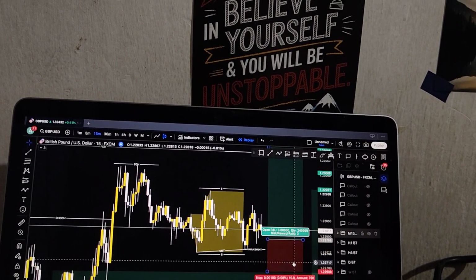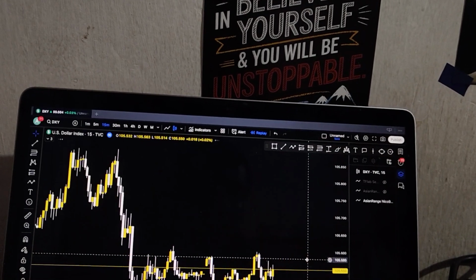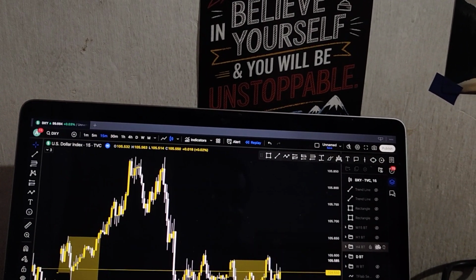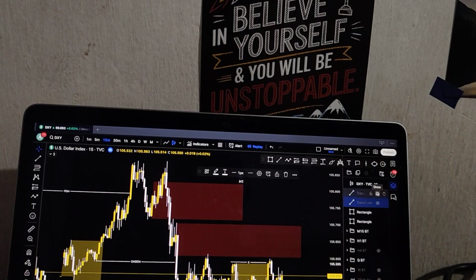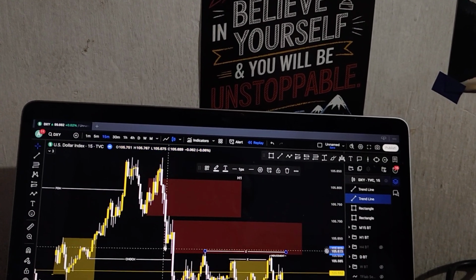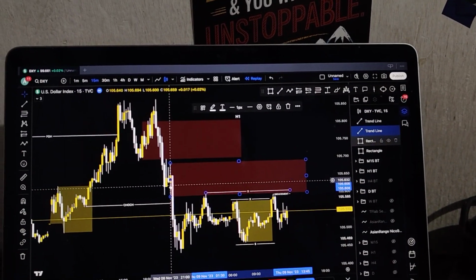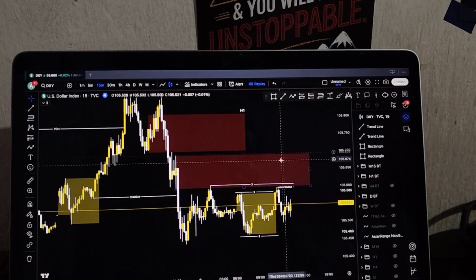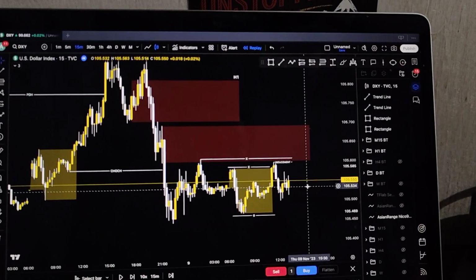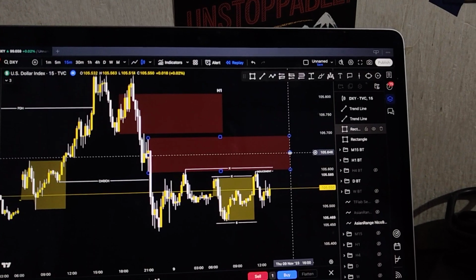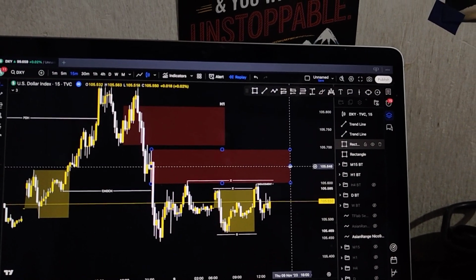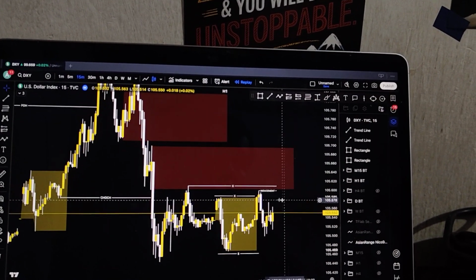So now let me quickly show you the DXY correlation. On DXY, I was looking to trade from this sort of supply zone on the M15. This was the hourly supply I was looking for, but you know, according to the Asian range we adapt, right? So this was the adapted, refined supply zone that I was looking to trade.